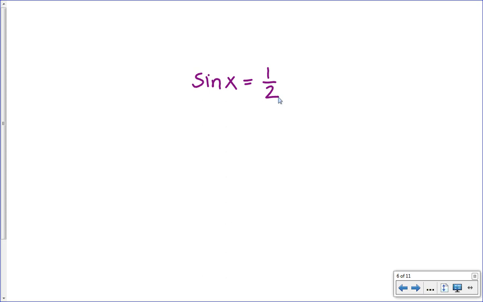I tend to use either the unit circle or triangles on the coordinate plane as a way to visualize this. So I'm going to sketch the coordinate plane, and I'm looking for quadrants where sine is positive, because here the answer is 1/2, that's positive. And sine is a y value, which is positive in the first quadrant and the second quadrant. So I'm going to end up with two solutions to this.